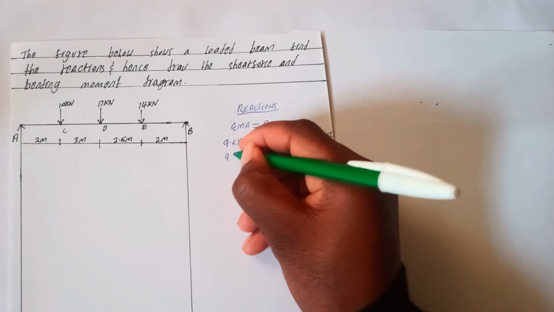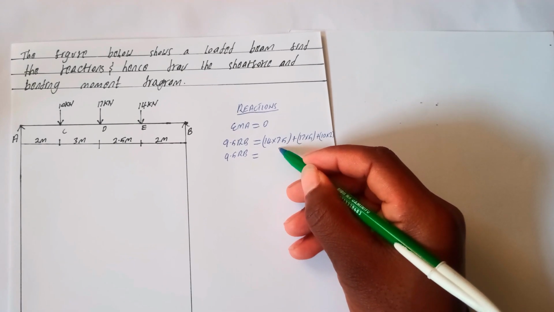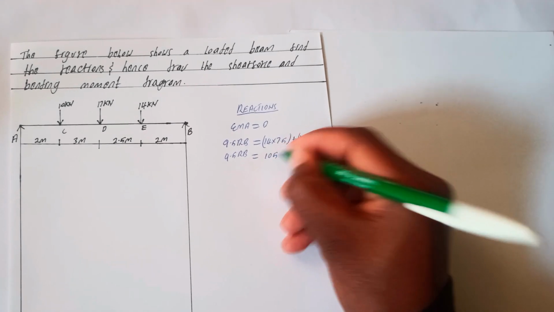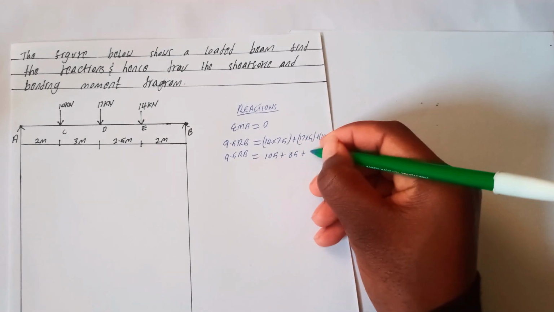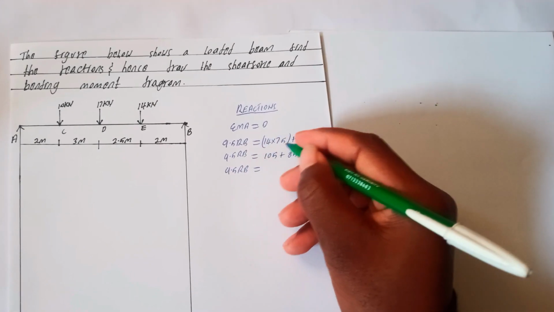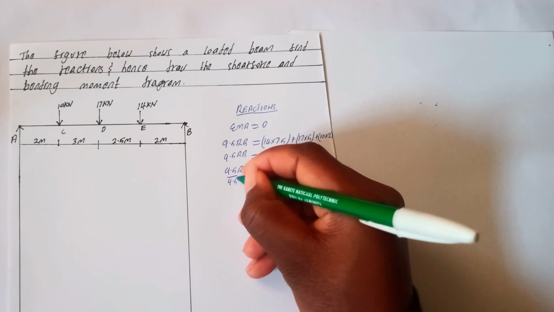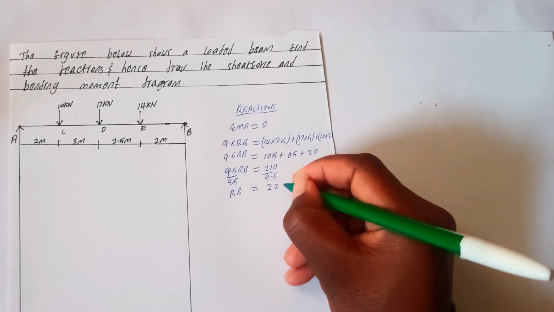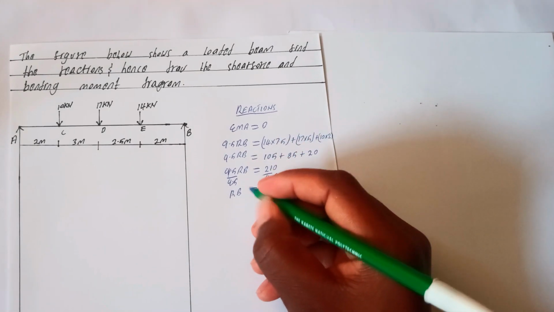So 9.5 RB will be 14 times 7.5. That will give me 105 plus 17 times 5. That will give me 85. Then I'll have 20. So 9.5 RB will give me, total of this is 210. So I divide by 9.5 both sides. So reaction at B will be 22.12 kN.